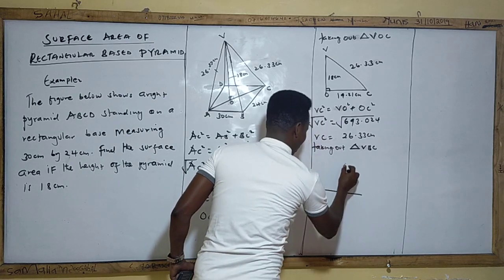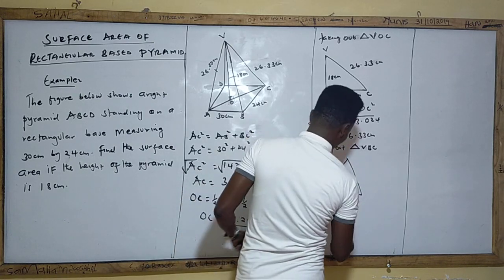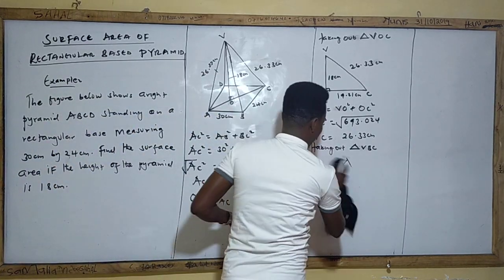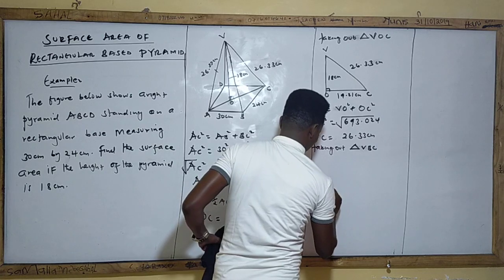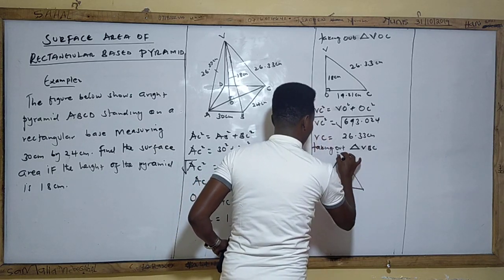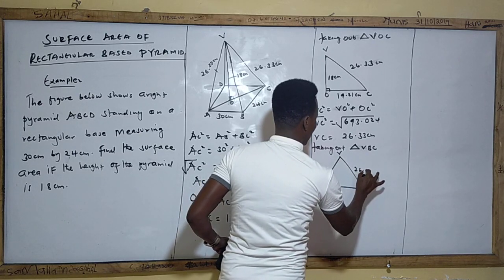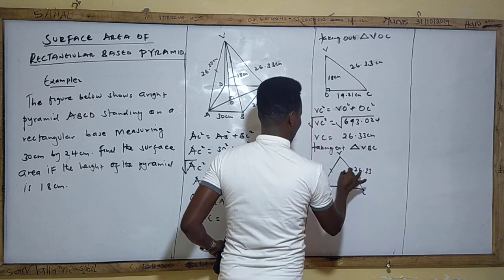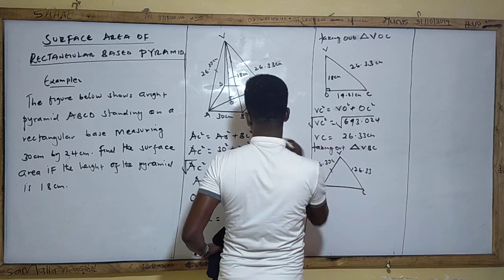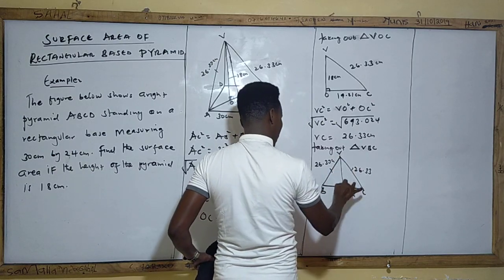It's an isosceles triangle, just understand, yeah? So this is V. Let me draw something sensible. This is V, B, C. Here we have 26.33. They are the same, 26.33. Here the base is what? 24. So let me get the height now.